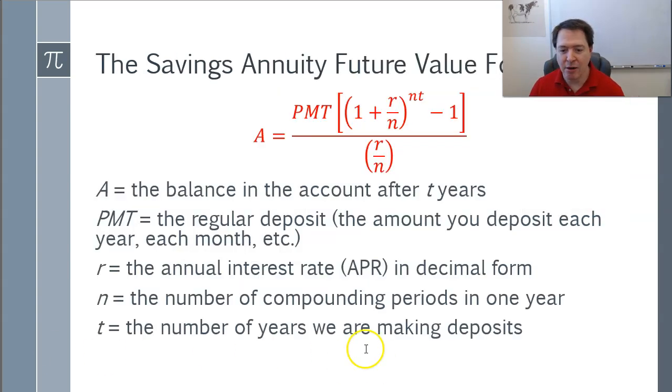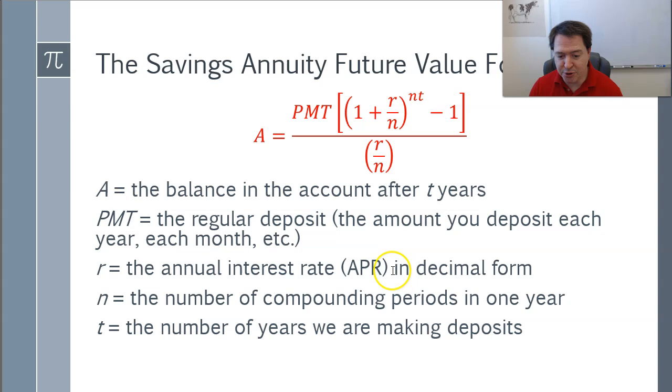So instead, we actually have this savings annuity future value formula. I'll go through all the common things that we've already seen before, and then talk about this one thing that we've added in. So A is what our book is always going to use for future value. That's going to be the balance in our account after some T amount of years. And please do remember this T in the formula is always in years. So whether we're getting our interest monthly, quarterly, annually, whatever it is, T is always going to be in years.